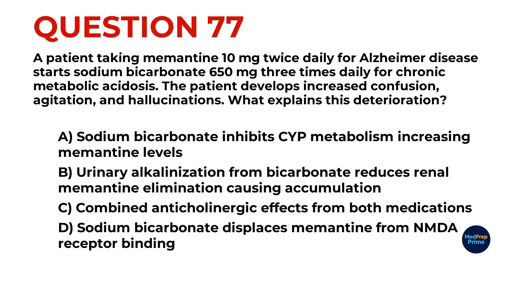Option A. Sodium bicarbonate inhibits CYP metabolism, increasing memantine levels. Option B. Urinary alkalinization from bicarbonate reduces renal memantine elimination, causing accumulation. Option C. Combined anticholinergic effects from both medications. Option D. Sodium bicarbonate displaces memantine from NMDA receptor binding.